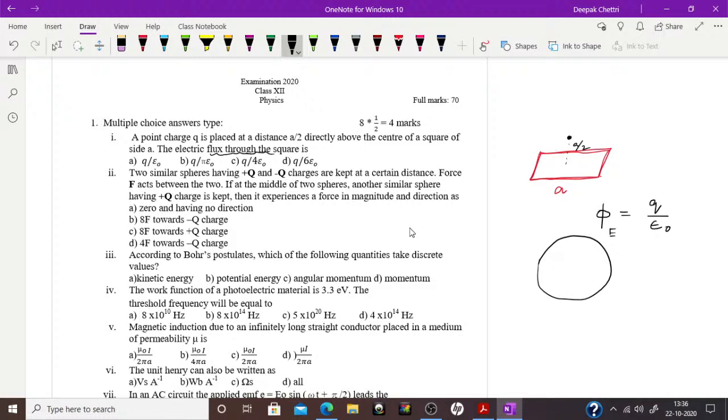So what you have to do is consider 6 surfaces like this. You can consider one surface here, another surface here, another surface here. Now you can see there are 6 surfaces. This is 1, 2, 3, the back one is 4, this is 5, and the bottom is 6. So we have enclosed this charge inside a cube whose sides are A, because in order to apply Gauss's law we need a closed surface.